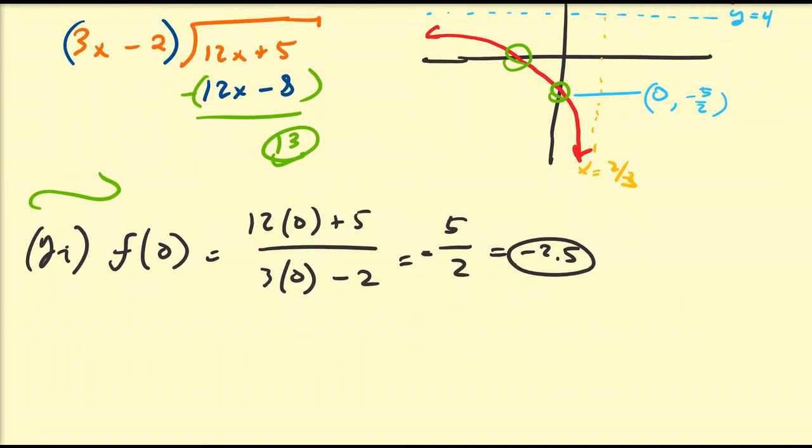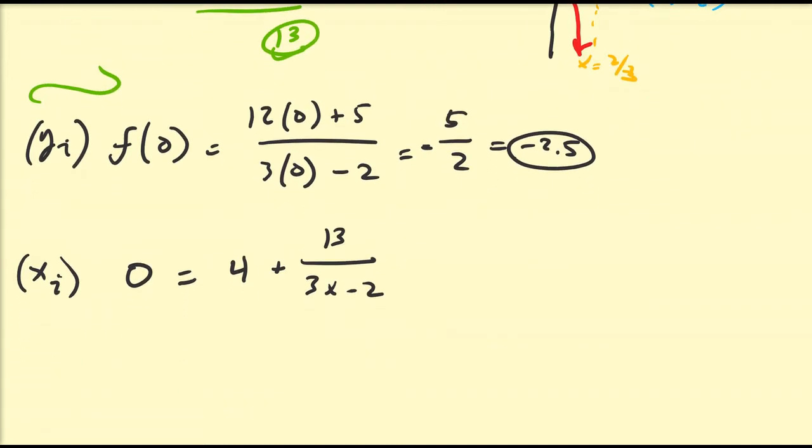Let's go for our x-intercept now. X-intercepts can be found by setting the curve equal to 0 and finding the value of x that corresponds to it. So I'm going to set our transformed version, namely 4 plus 13 over 3x minus 2, equal to 0. This is going to be a little easier to solve. I'm going to subtract 4 from both sides and then multiply both sides by 3x minus 2. That's going to give us negative 4 multiplied by 3x minus 2 is equal to 13.